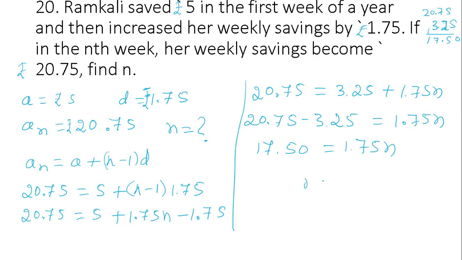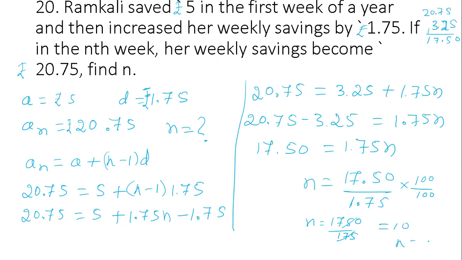N here is 17.50 divided by 1.75. Multiply and divide by 100. This becomes n is equal to 1750 divided by 175. 175 tens are 1750. N is equal to 10.